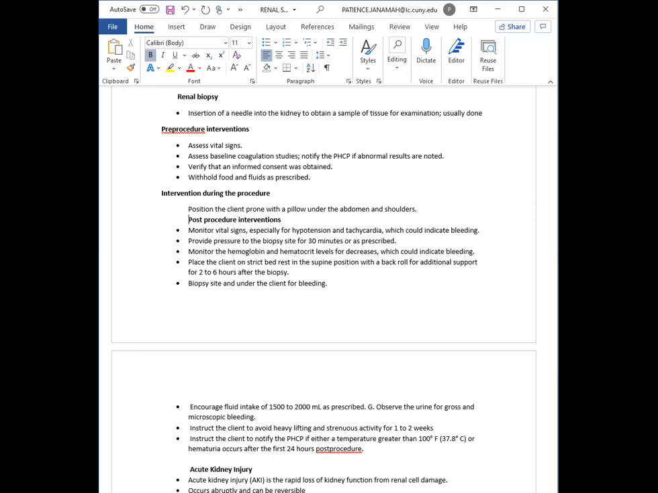and your shoulders. So you put yourself on a pillow like this, and then your stomach is all covered. So it's face down. That's prone position. Now let's look at post-procedure.